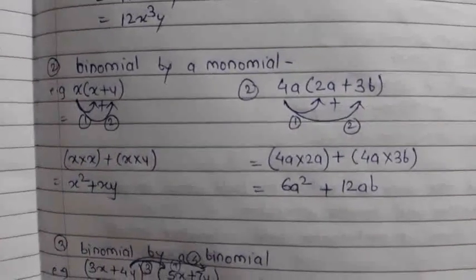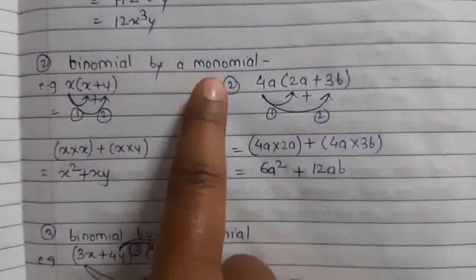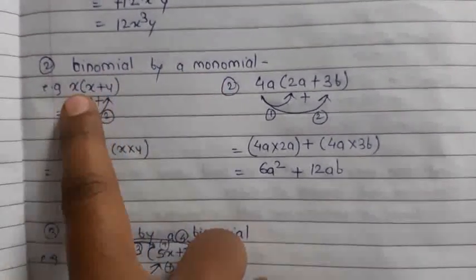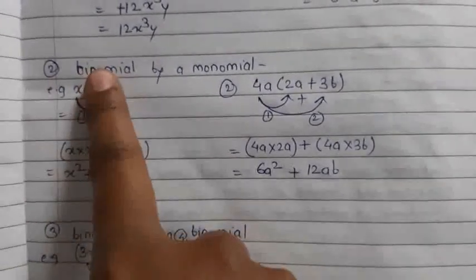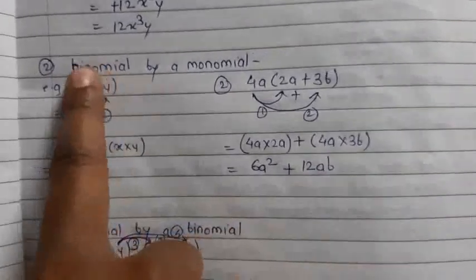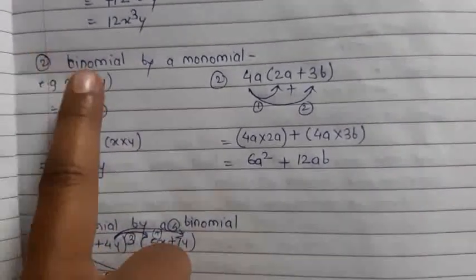Now the next multiplication is between binomial and monomial. See this x in bracket x plus y. So here this x is the monomial and x plus y is the binomial. So how to do this multiplication?